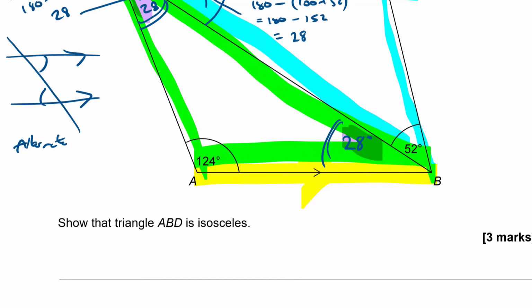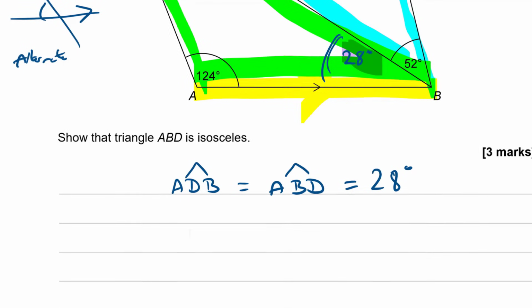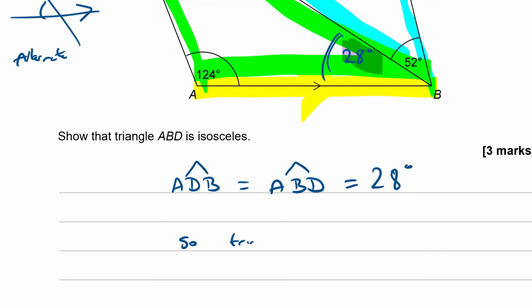So we can say that angle ADB is equal to angle ABD, and that's equal to 28 degrees. So triangle ABD is isosceles.